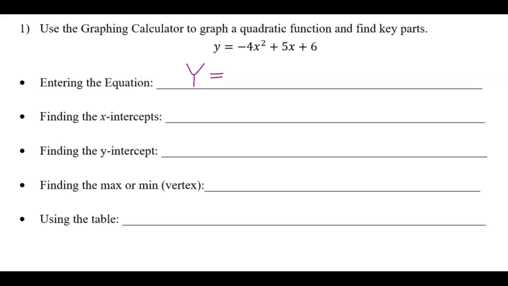Now, what is the chain of buttons that I need to push to find the x-intercepts? Second, trace. Second, and then trace. And then what word is a synonym for x-intercept? Zero, which I think is option 2. Yes. Right? And then it's going to ask you your left-right guess.